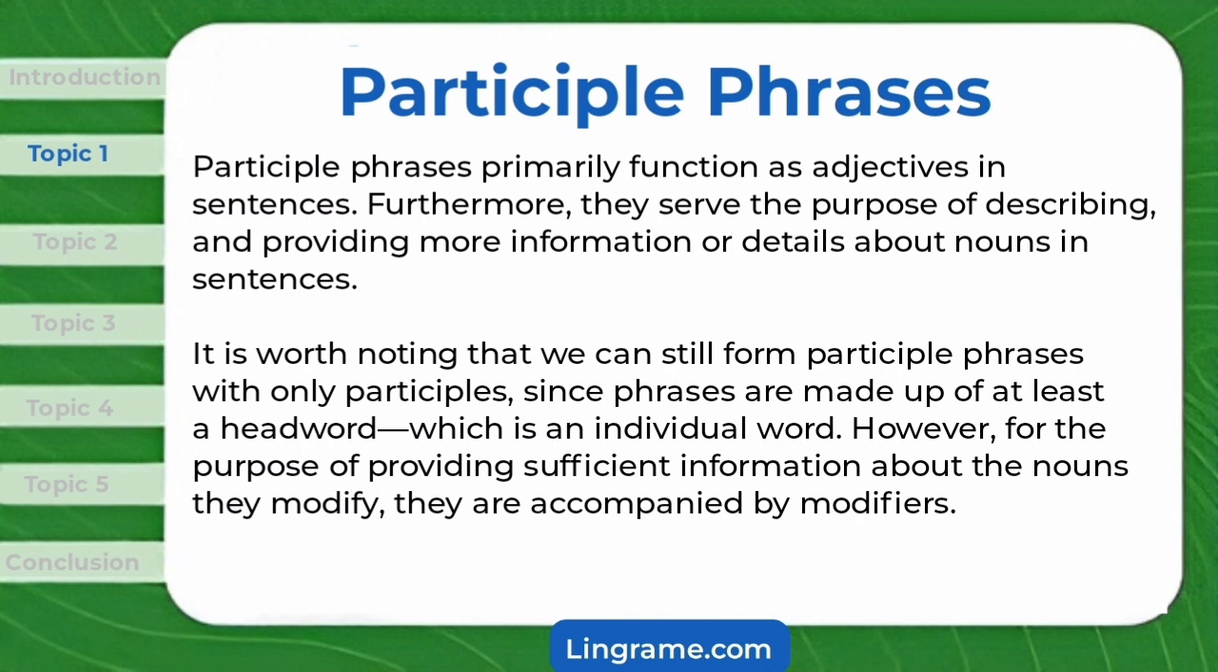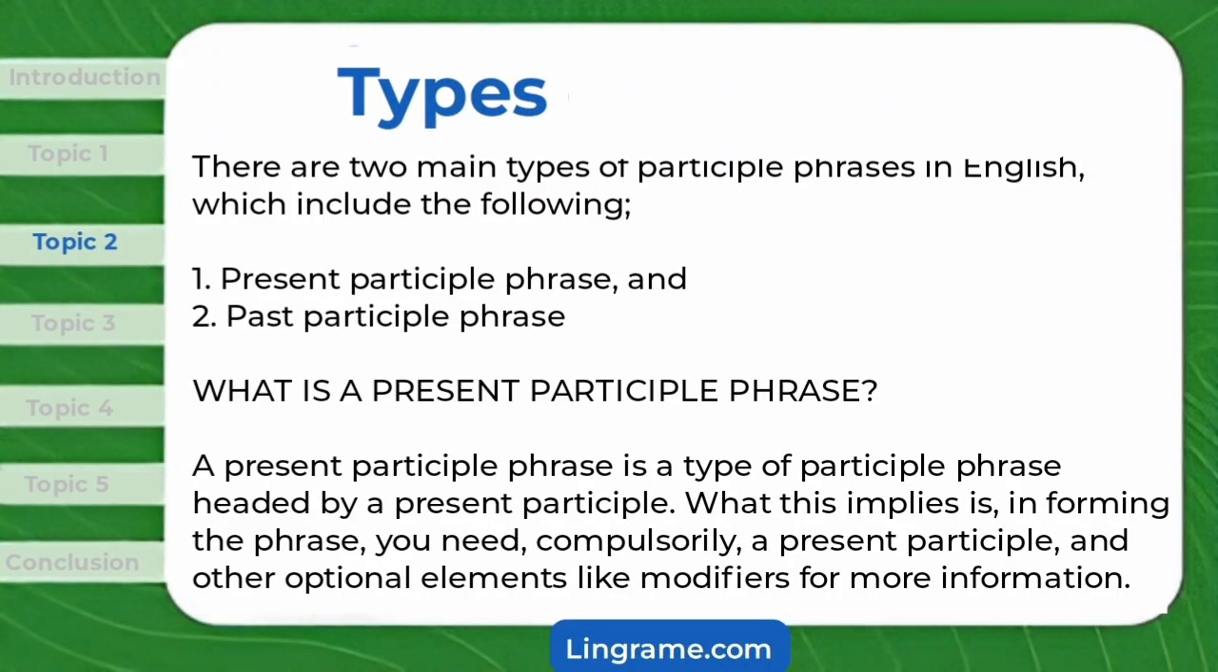It is worth noting that we can still form participle phrases with only participles, since phrases are made up of at least a head word, which is an individual word. However, for the purpose of providing sufficient information about the nouns they modify, they are accompanied by modifiers. Types of participle phrase. There are two main types of participle phrases in English, which include the following: present participle phrase, and past participle phrase.